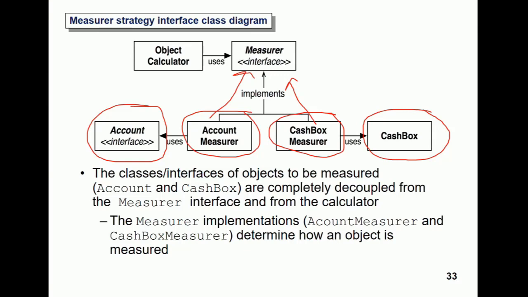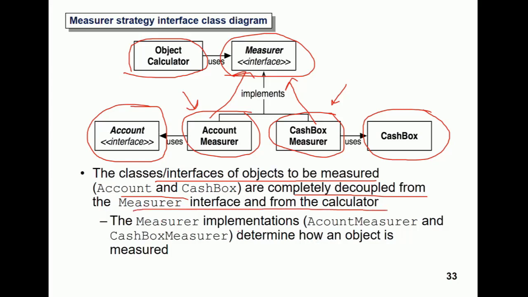So this is the level of complexity. You have to add a new class that does the measuring, and it implements this measurer interface, and then your statistics class can do any statistics it needs on those objects. By doing this, the interfaces of the objects to be measured, account and Cashbox, are completely decoupled from the measurer interface and from the calculator. The measurer implementations, account measurer and Cashbox measurer, determine how an object is measured.